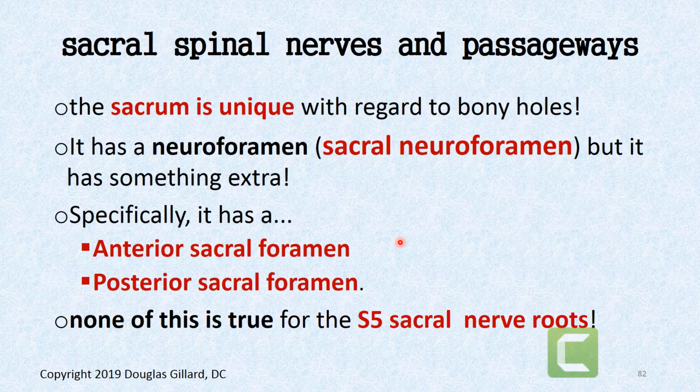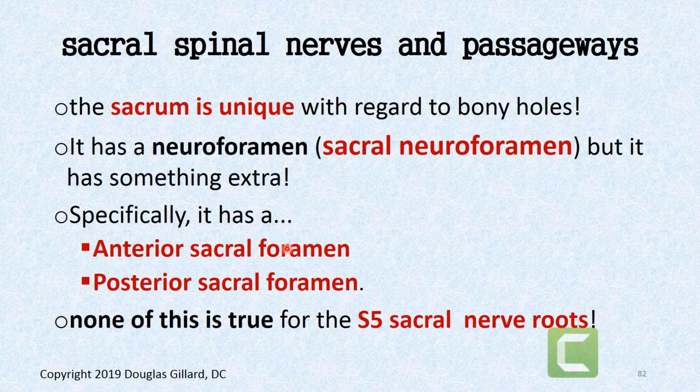Yay, we're out of the rabbit hole. Let's get back to the sacrum and finish this lecture out. Sacrum is unique. It's got these holes. So sacrum is unique with regard to holes. It has a neuroforamen. We've looked at those sacral foramen. But the holes are weird. So the whole reason I went down that rabbit hole is so you can understand the weirdness of the sacrum.